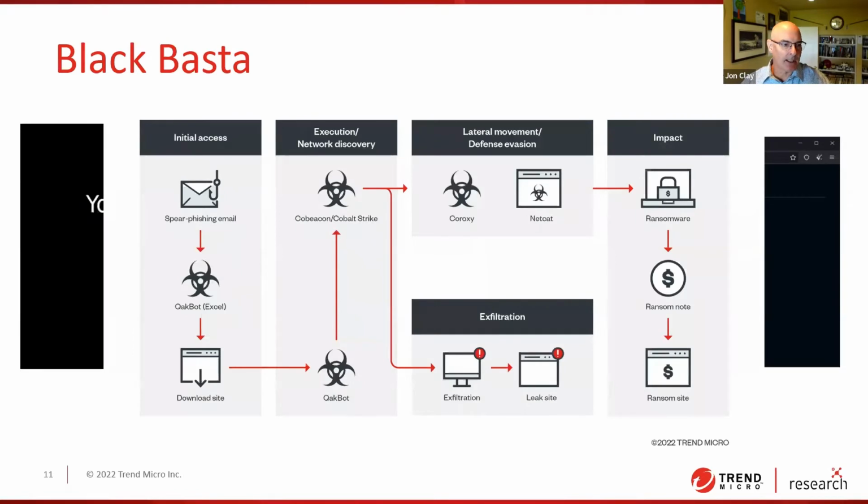You can see here, again, this is their attack life cycle. It starts with a spear phishing email that uses Qakbot to a download site. Then they use CoBeacon, and Cobalt Strike is another tool that they utilize, to then do exfiltration. Again, they're a multiple extortion group, so they'll exfiltrate data. They'll laterally move to defense evasion, as they all do, and then drop ransomware as the last piece.